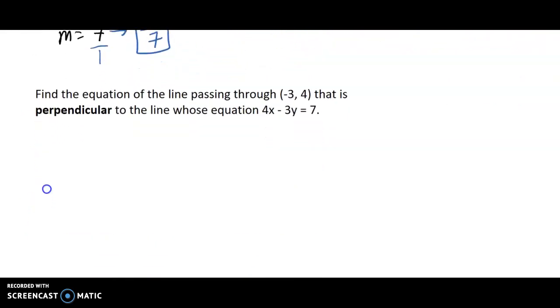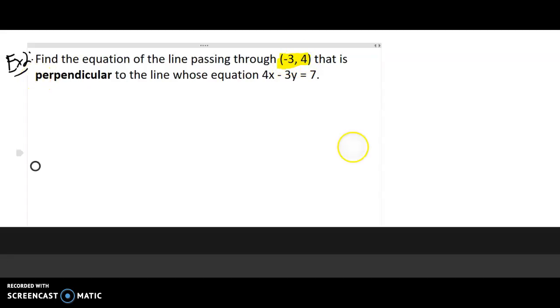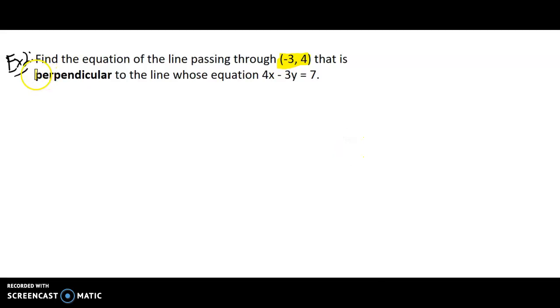All right, so here is really where all this is going. We're going to call this example 2. You should pause here and write out the entire original problem. Your notes are a lot more meaningful when you can look at them and see the original problem. Okay, find the equation of the line passing through -3, 4 and is perpendicular to the line whose equation is this.